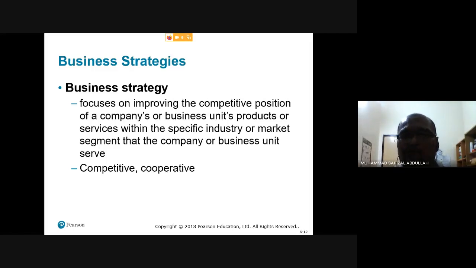For example, for now we are only controlling about 20% of the market share. When we talk about business strategy, we are trying to improve our competitive position. We want to control, let's say, 50% of the market share. So why are we here? We are here to plan what to do in order to take our businesses from one level to the next level. This is what business strategy is all about.